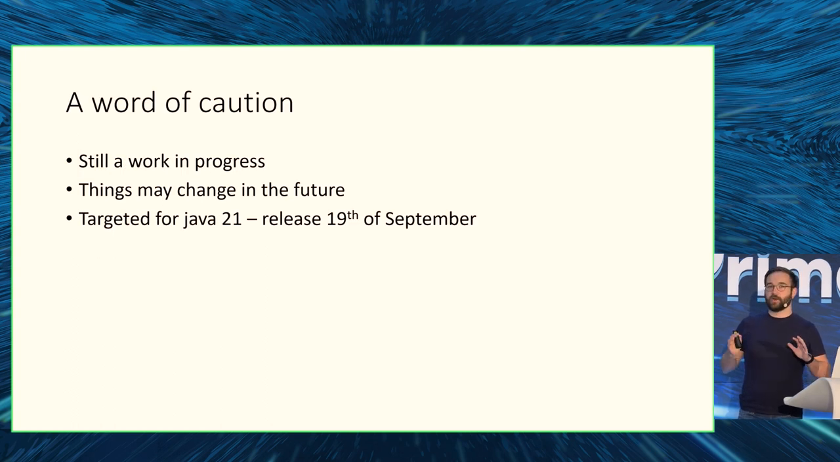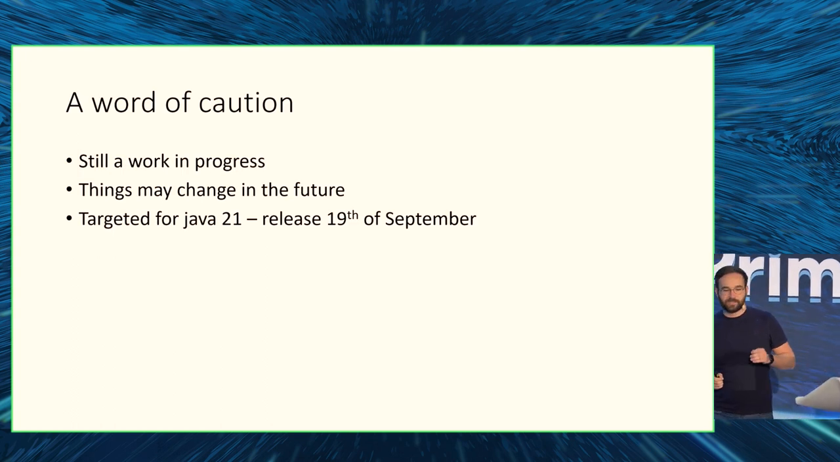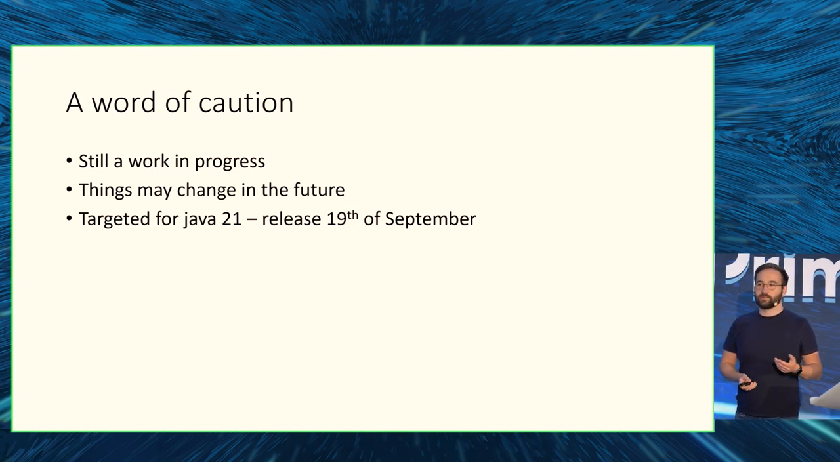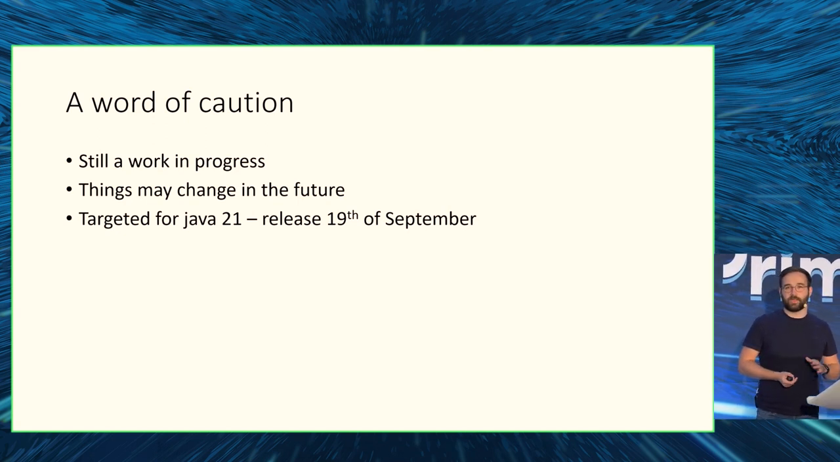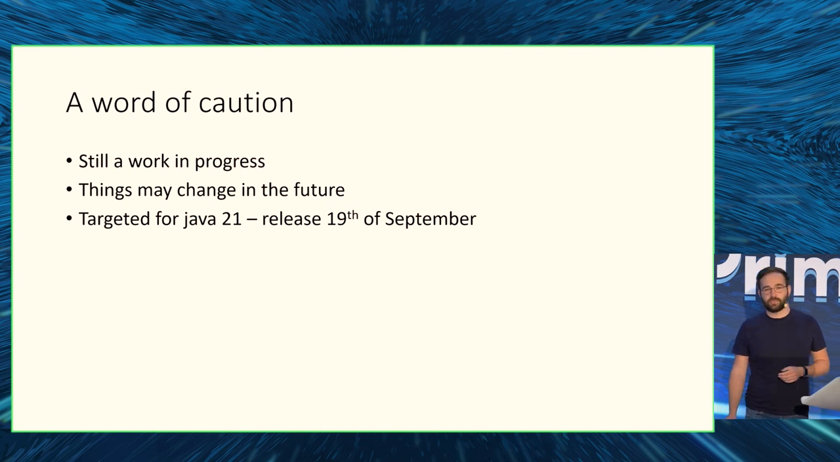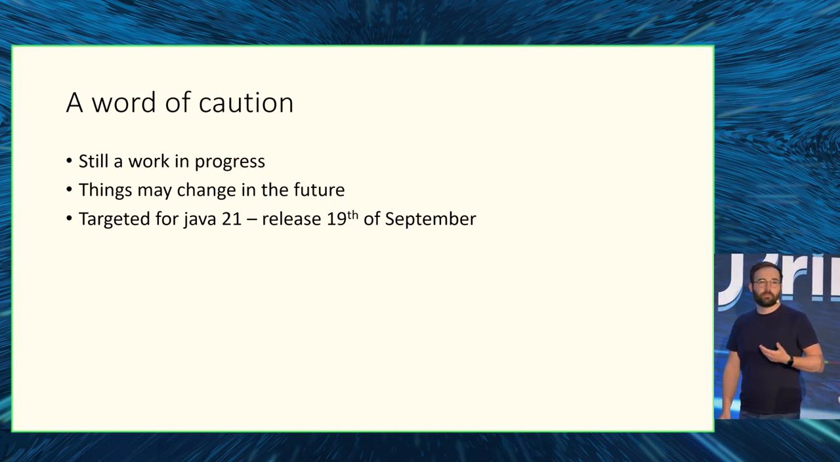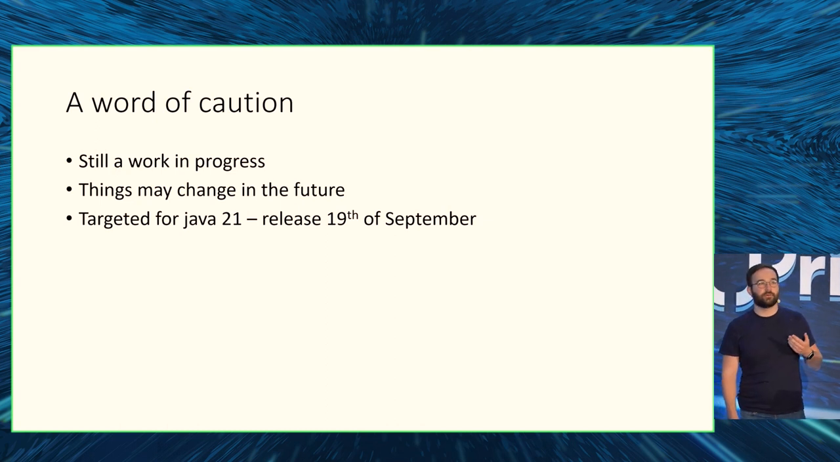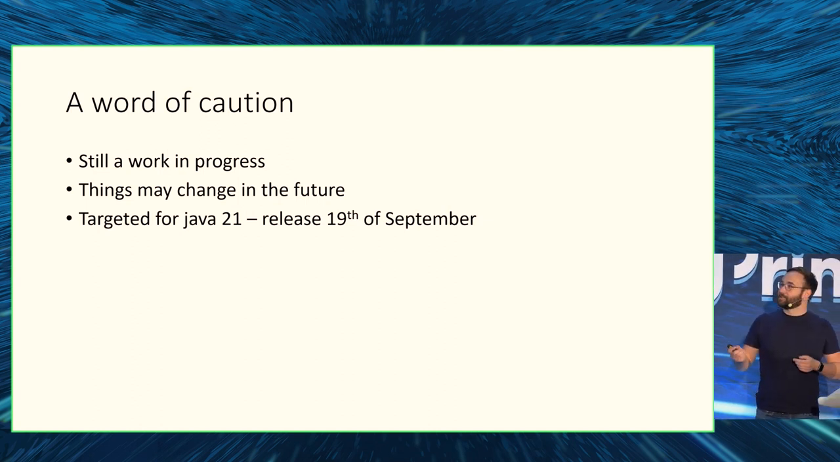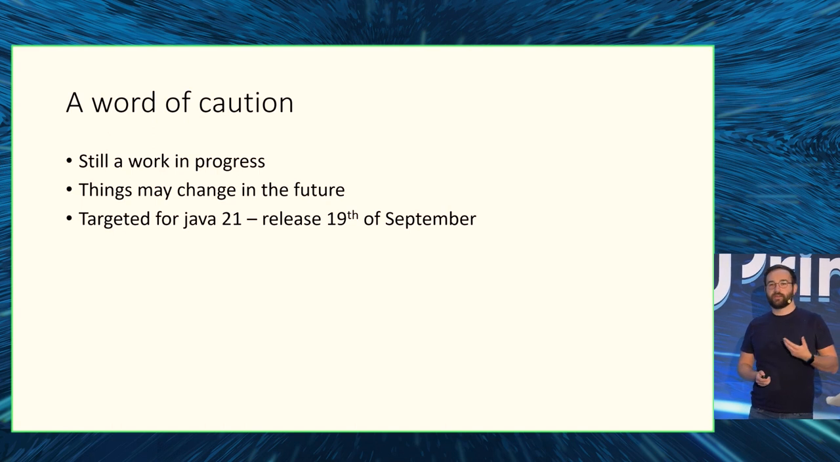Before I really start, I want to give a word of caution. It's still a work in progress. The virtual threads are not in the mainstream version of Java yet. They are targeted for Java 21, so in September, everyone can enjoy them. I don't expect them to change a whole lot anymore from now on, but especially the structured concurrency part is still very much in development. So some methods may change, and some wording, some names, but the whole idea behind them will stay the same.